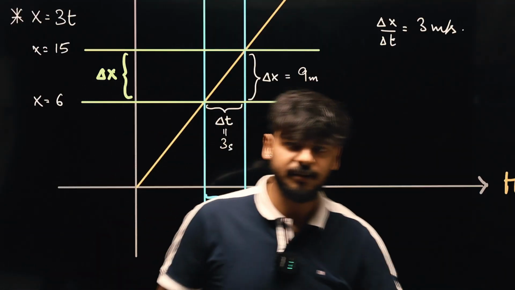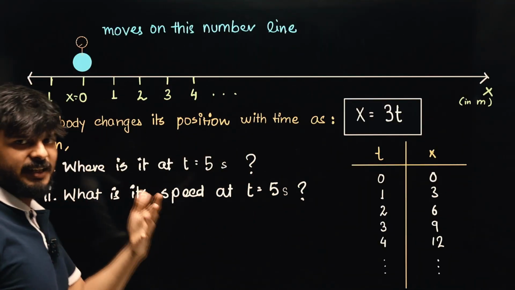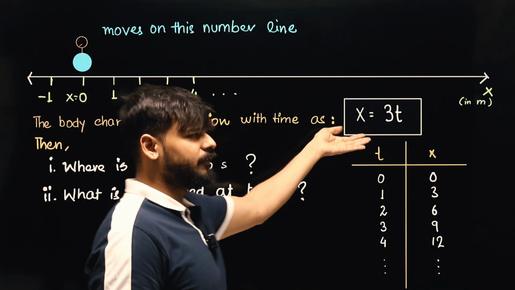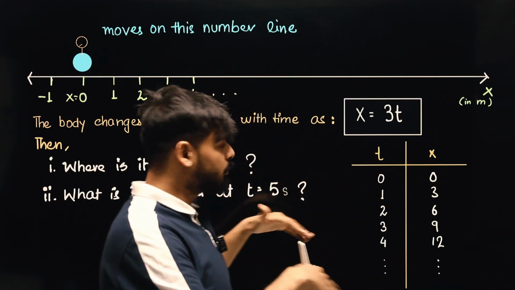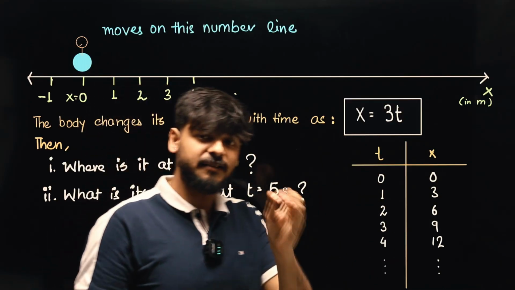Is this question clear? So we see that both these questions were very easy to answer because we were dealing with a convenient special case where the body was moving at a constant speed. But what if that is not the case?